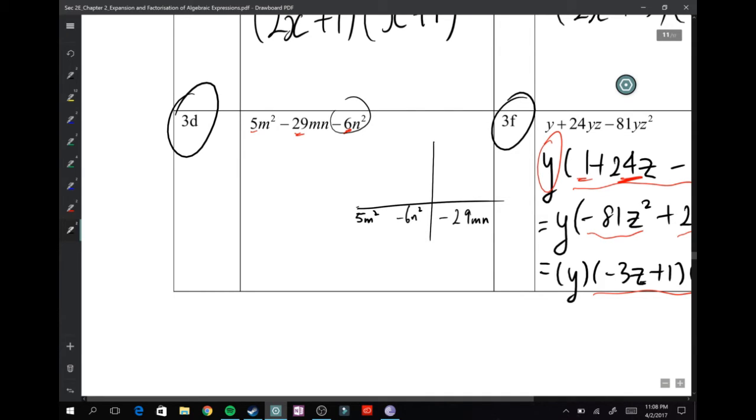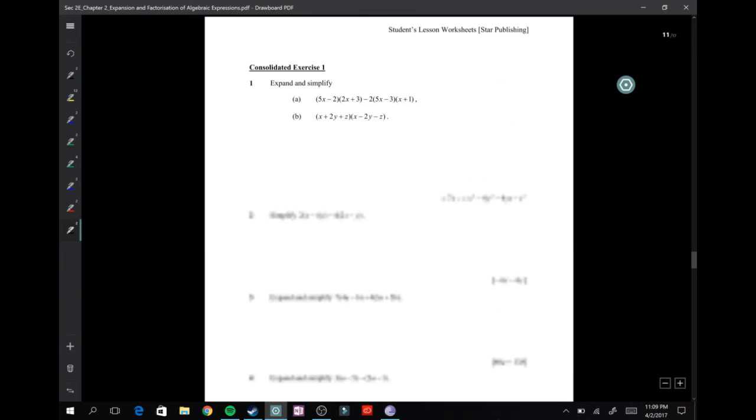5m squared will be 5m times m. Negative 6n squared will be negative 6n times n. Do the cross multiplication, you get minus 30mn and mn, which is minus 29mn. So the answer is here. The answer will be 5m plus n times m minus 6n. So that will be the answer.